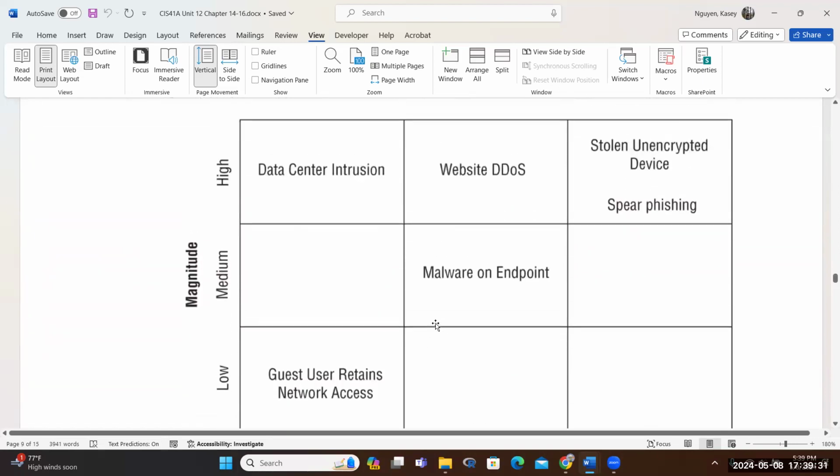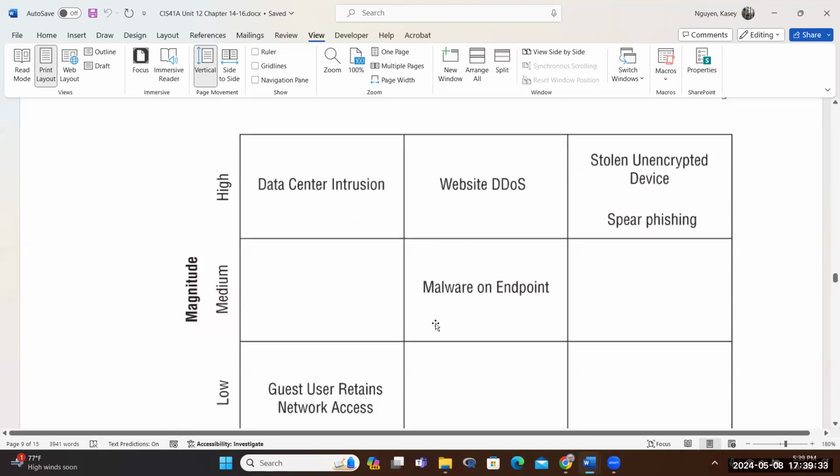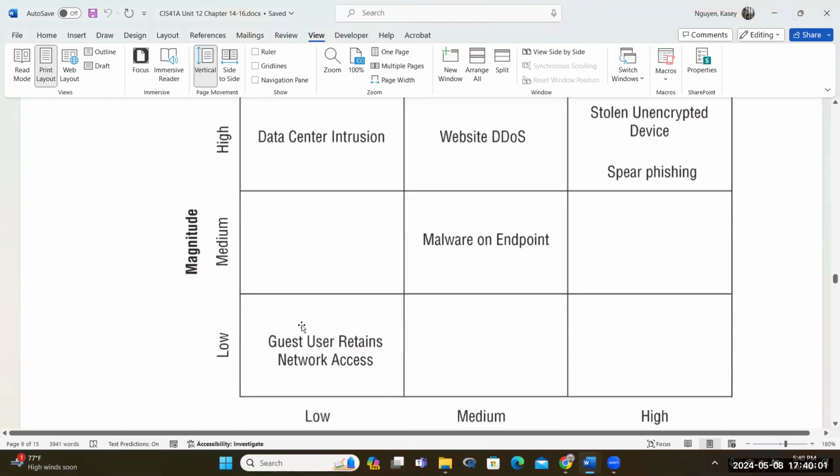It's going to look like this. If you qualify them, high, medium, and low, right? Malware on the endpoint, on this one, you use a matrix like this, it's easy to kind of see. Data center intrusion, high, right? So once we identify the risk, we're going to find ways to fix it. Website distributed denial of service attack, high, right? So this is qualification based on magnitude.